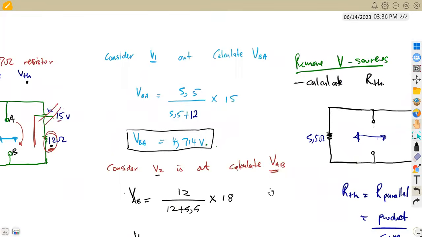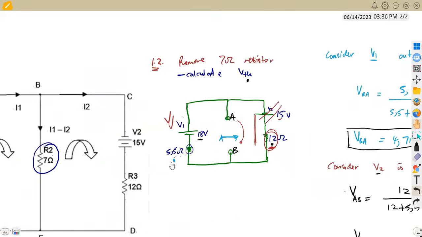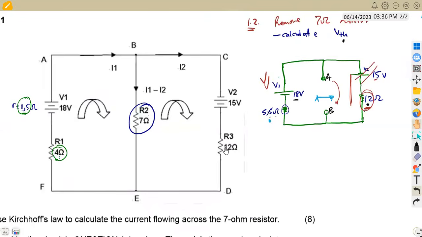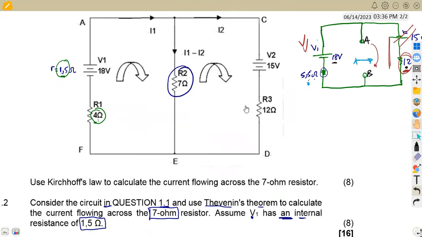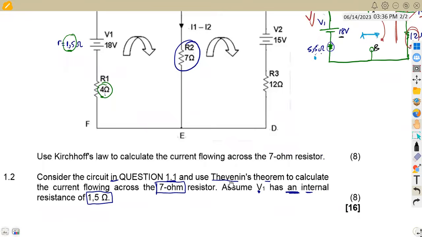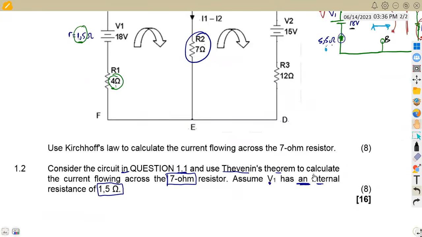Also take note of your questions, how you are given them. This time we are given a certain additional part which was important: that you assume that V1 has an internal resistance, which means at V1 here we are having 1,5, but already across this branch there was a 4 ohm resistor. So do not neglect that part. We are supposed to take it into consideration.